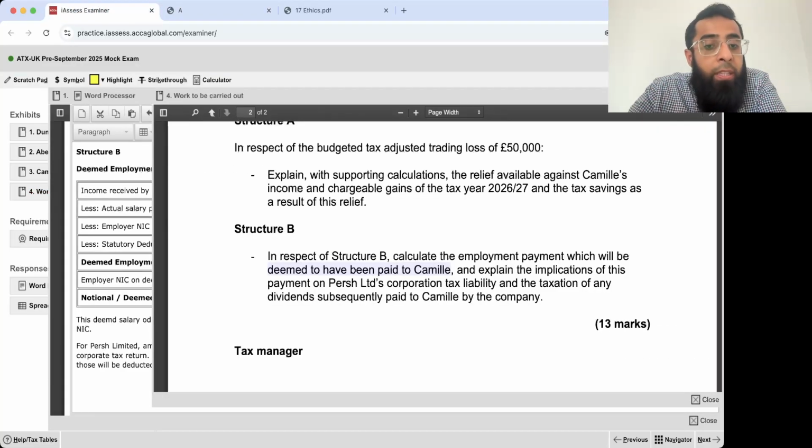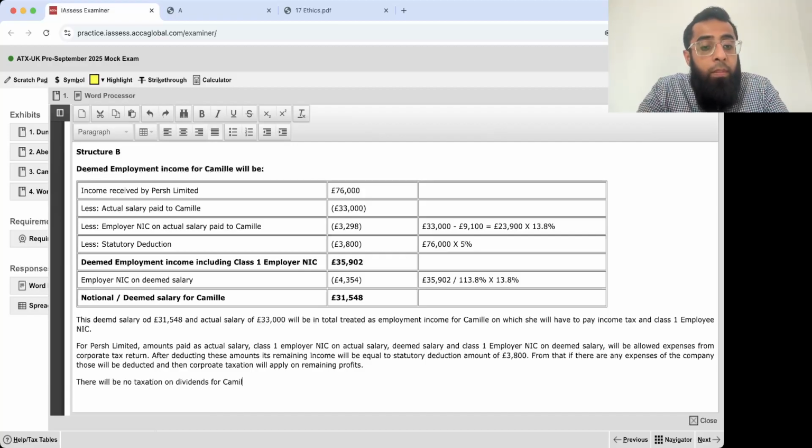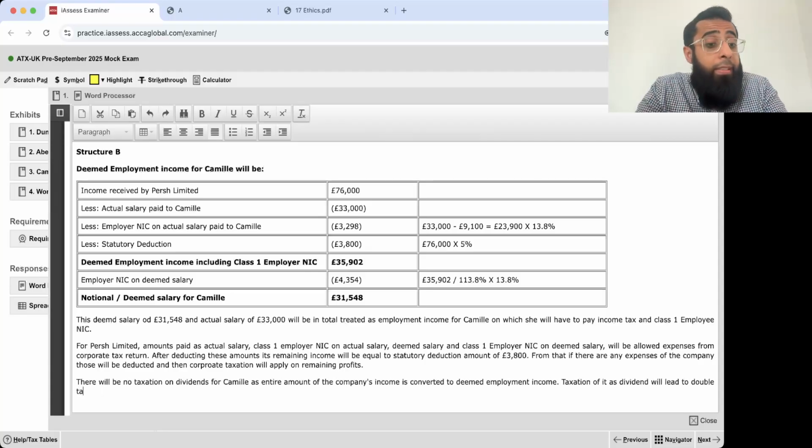Okay, and explain the implication of the payment on Perch Limited's corporate tax and taxation of any dividends. There won't be any dividends remaining. Okay, there will be no taxation on dividends for Camille, as the entire amount of the company's income is converted to deemed employment income. Taxation of it as dividend will lead to double taxation.